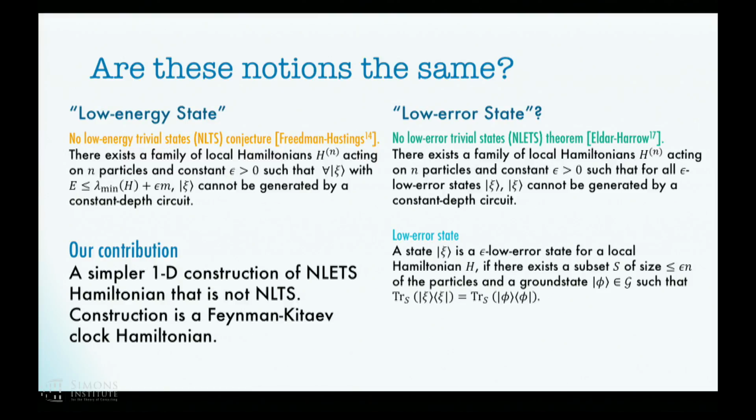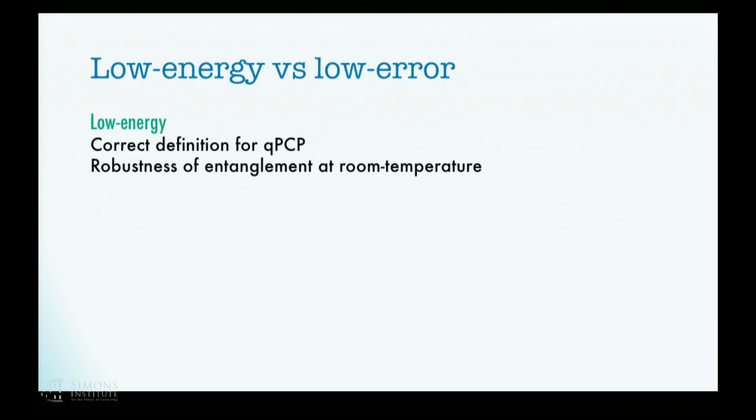The idea of this construction is that it's a Feynman-Kitaev clock Hamiltonian of a cat state, which two presentations ago we saw must have log circuit complexity. And we can show that this Feynman-Kitaev clock construction also contains this property. Okay. So it tells us something very particular, that these two notions are actually fundamentally different.